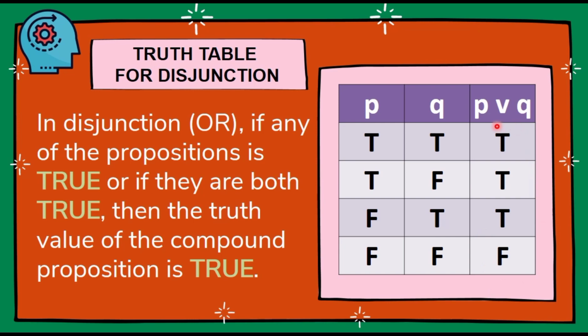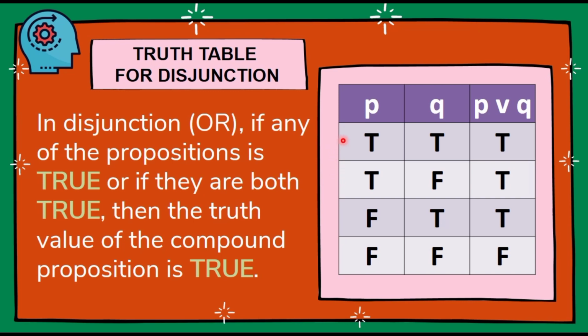So, we also have a rule to follow in finding the truth table for disjunction. In disjunction, if any of the propositions is true, or if they are both true, then the truth value for the compound proposition is true. It is a very easy rule. Let's make it simple.